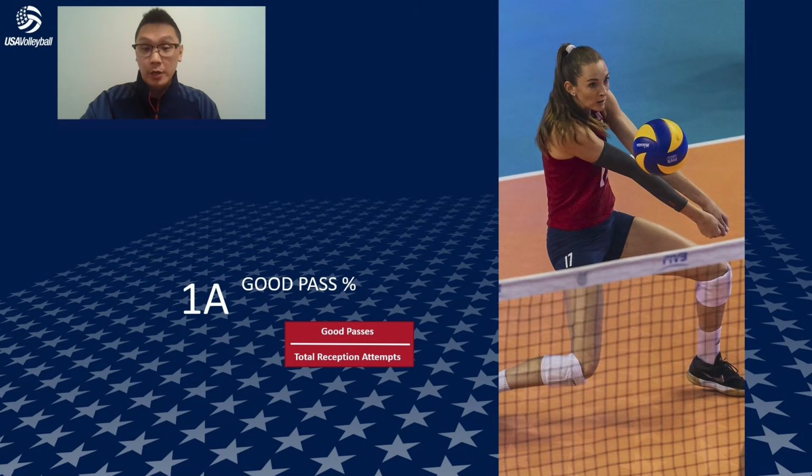Our first statistic will be our good pass percentage. This is calculated simply by taking the number of good passes you had on serve receive divided by your total attempts. A good number to aim for throughout your career as a passer is trying to be over 50%, meaning at least one out of every two passes is a good pass.